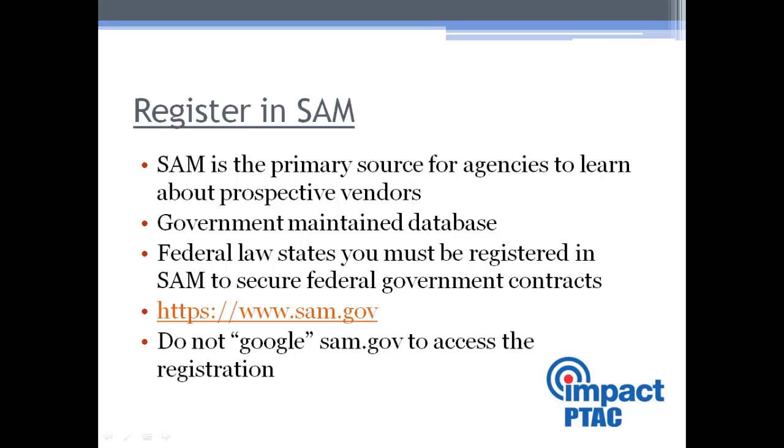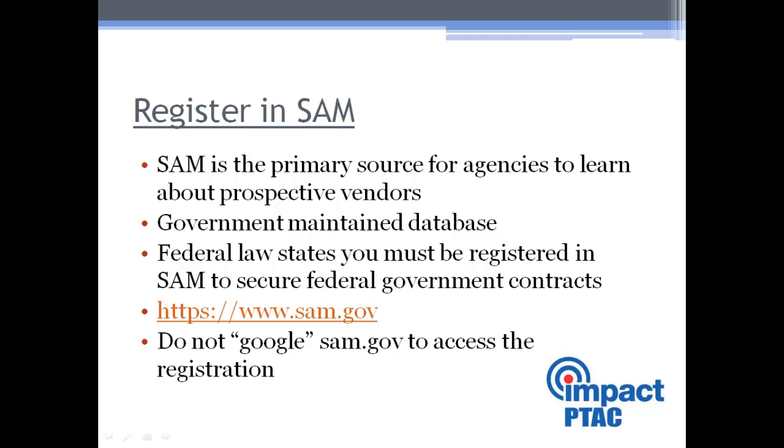The System for Award Management, or SAM, is a database of companies registered to do business with the government, and it is required that you register before you can receive a contract. The correct website for SAM is www.sam.gov. Be aware that there are spam websites that look similar but want to charge to register your business. The SAM registration is free, and you will want to make sure that you are at the correct website.